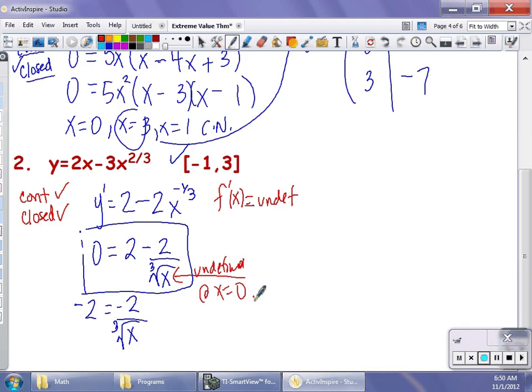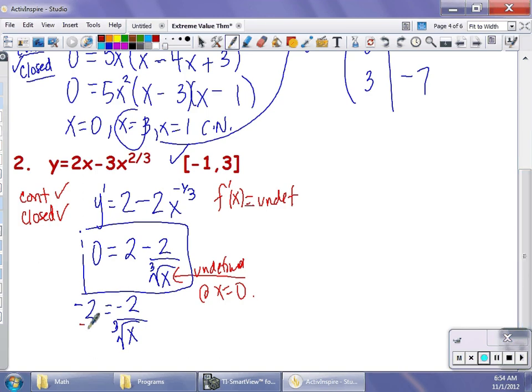So the point of this particular problem is to remember that a critical number is not just where the first derivative is equal to 0, it's where the first derivative is also undefined. All right, now let's finish solving the equation to see if there's anywhere where the first derivative is equal to 0. We found where the first derivative is undefined.